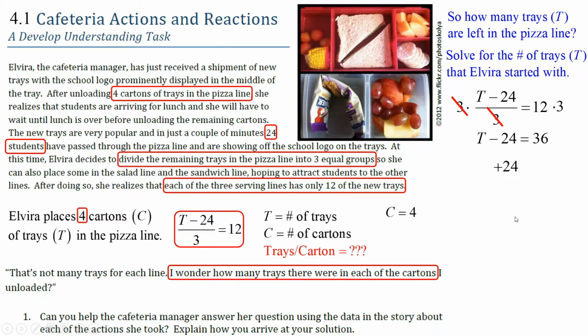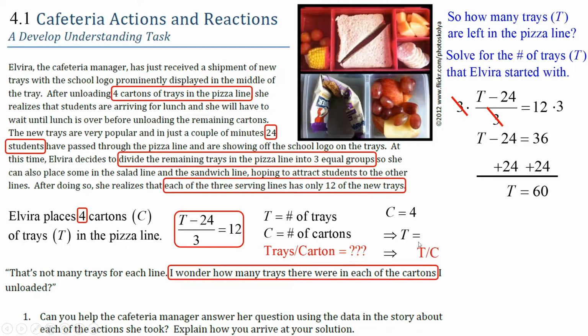So add 24 on the left and do the same thing on the right. And now rewrite your equation. On the left I have t minus 24 plus 24, which is just going to leave me the t. And on the right I have 36 plus 24, which would be 46, 56, 60. So the number of trays that Elvira started with would have been 60.